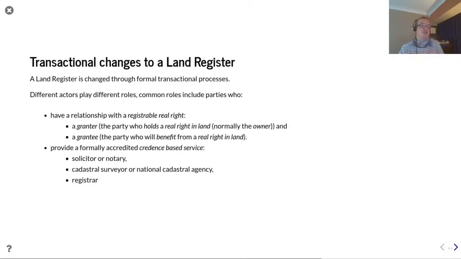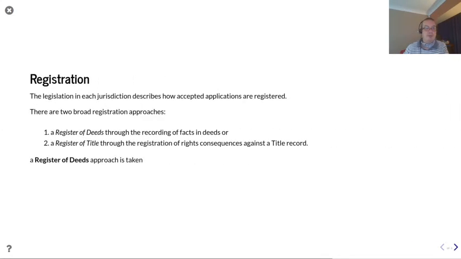There are those relationships between those parties who hold a registrable right, a grantor, i.e. the person who's selling land, and then the grantee, someone who's going to benefit from a change to the land register itself. But there's also a number of supporting actors who provide credence-based services, so solicitors or notaries, cadastral surveyors, and registrars. And then there's a registration piece itself.